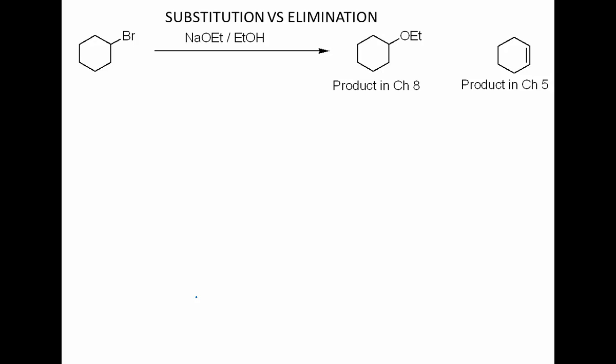And a final issue that we're going to look at before doing mostly problems is substitution versus elimination. Chapter 8 suggests that the product of this reaction of cyclohexyl bromide with sodium ethoxide in ethanol is this first product on the left here, ethyl cyclohexyl ether.